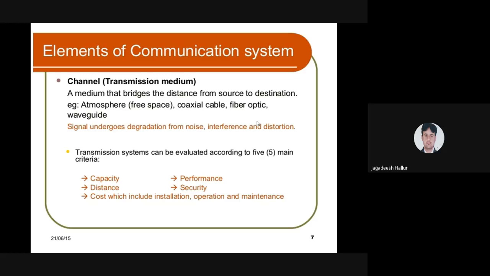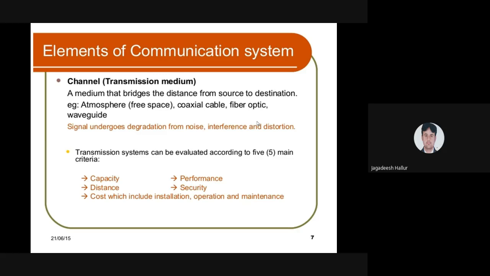Noise is nothing but what? Undesired signal or unwanted signal, that is to be removed in the particular medium, that is, the channel or transmission medium. That is, the signal undergoes degradation from noise, interference and distortion. If noise is present in a particular signal, we get some degradation in that signal. Its efficiency will be less. You are not hearing properly.